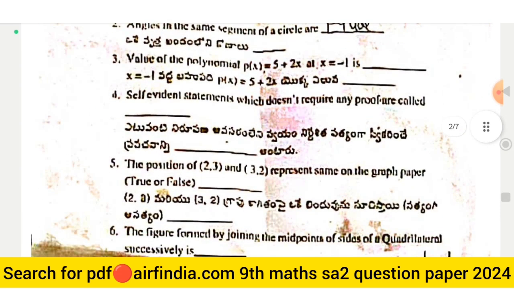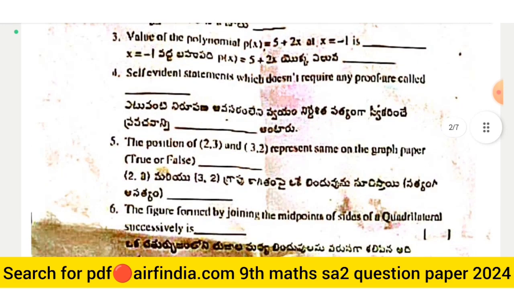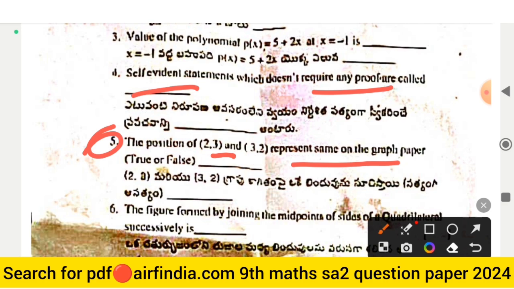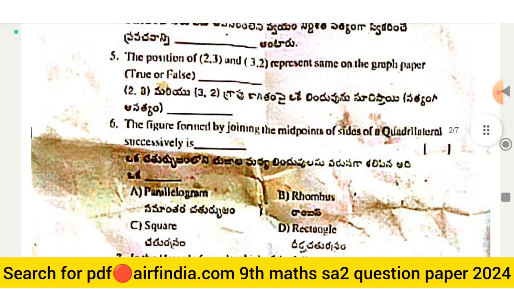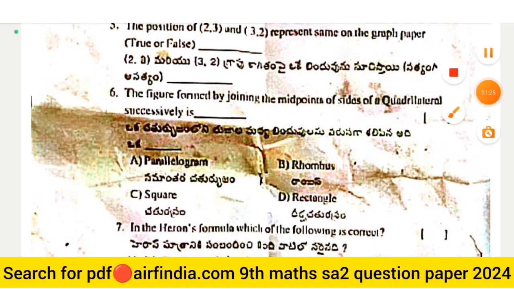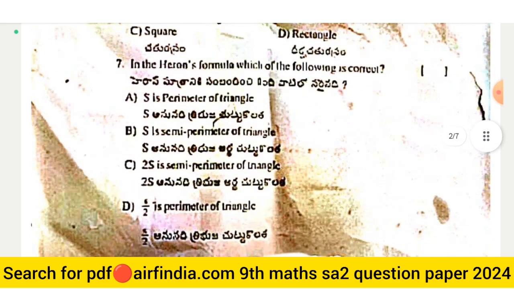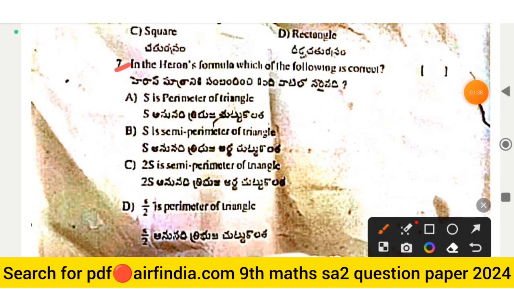Okay, the next question is: self-evident statements which don't require any proof are called. Okay, the position of 2.3 and 3.2 represent the same on the graph paper, true or false. Okay, the figure formed by joining the midpoints of the sides of a quadrilateral successively is a parallelogram, rhombus, square, or rectangle. The question number 7 is: in Heron's formula, which of the following is correct? Okay, so your options are A, B, C, and D.